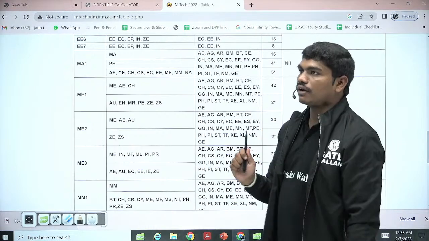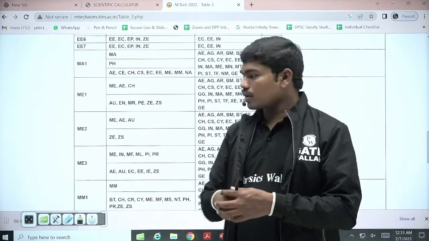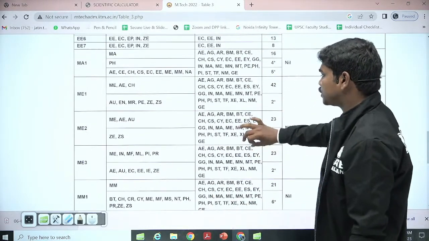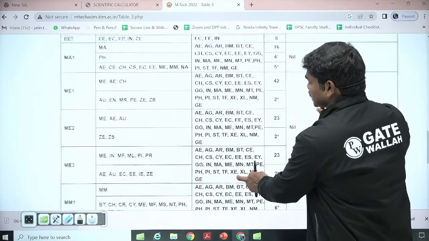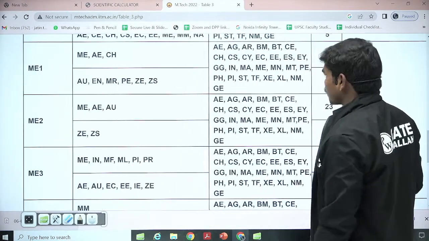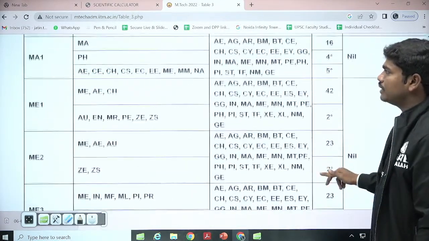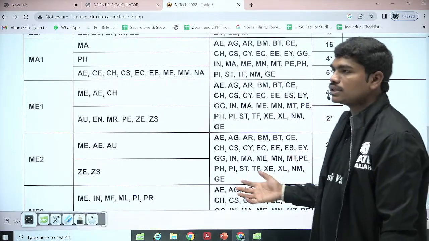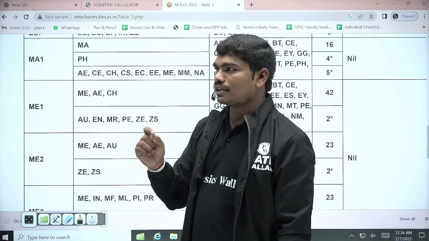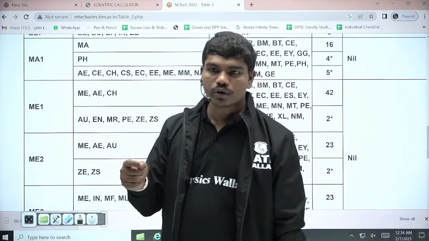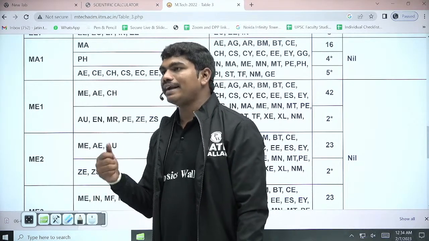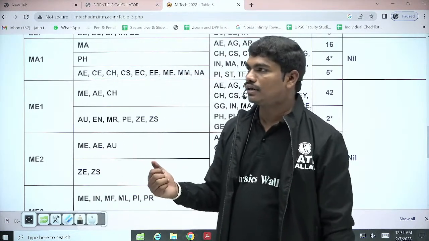So that's how, based on the XC paper, you can actually get some good marks. This is the number of seats offered that year, 42, something like this. So this is how you can get in. ME2 means design, and ME3 is manufacturing and production in IITM.